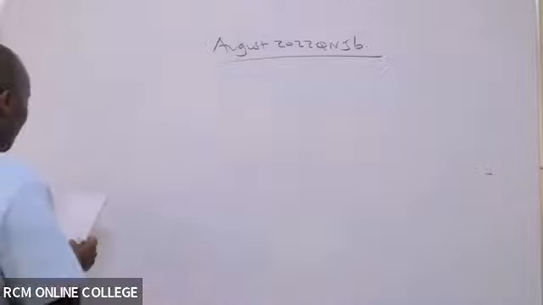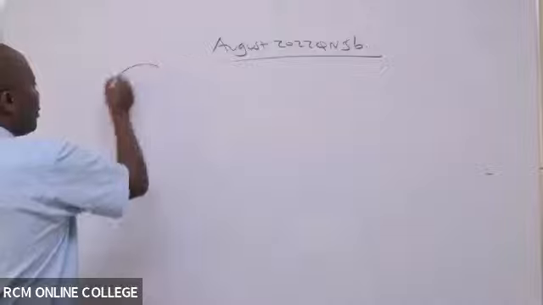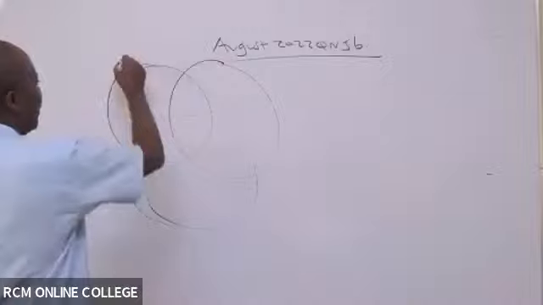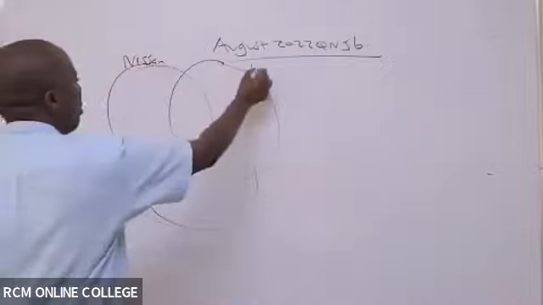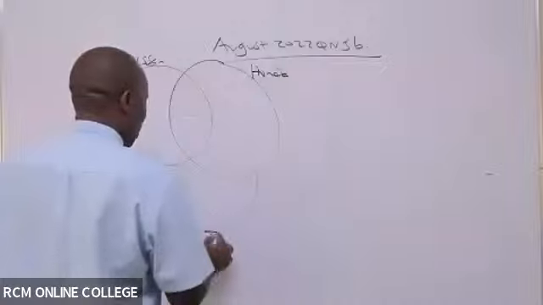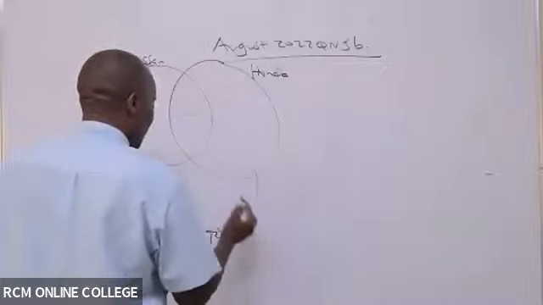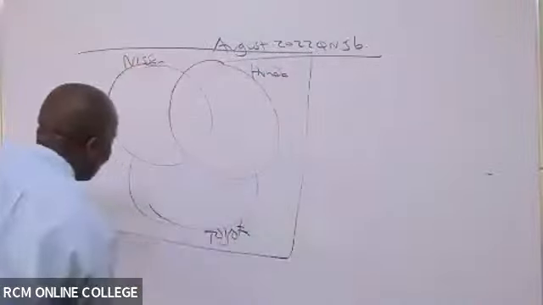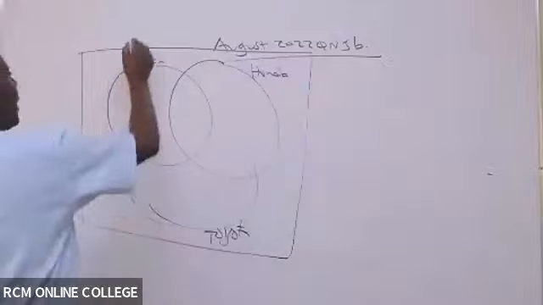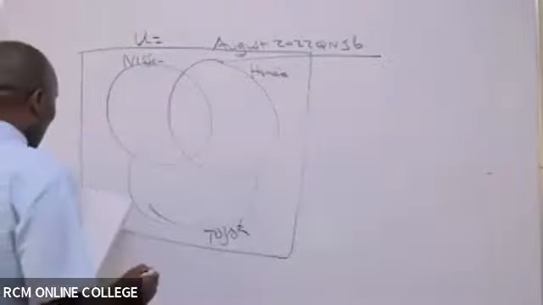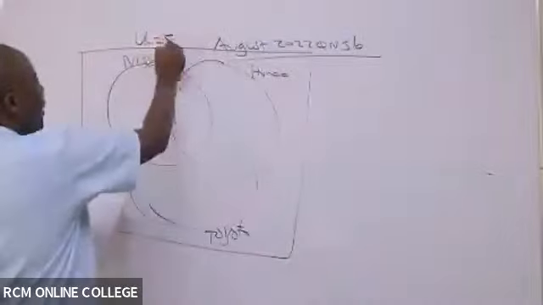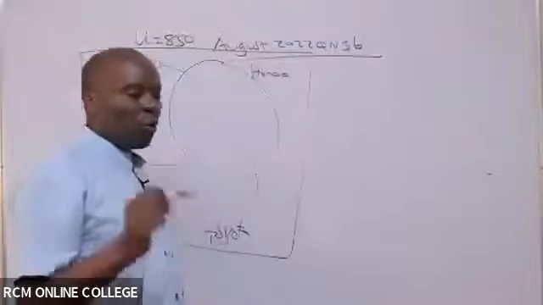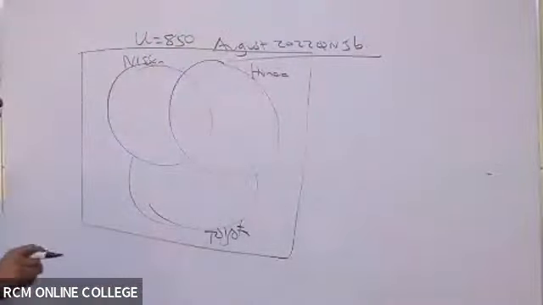I can see there are 3 types of vehicles: Nissan, Honda, Toyota. So we have Nissan, Honda, and then we have Toyota. You have to draw big circles, always draw big circles like that. So we have the universe. Our universe has got how many members? The total universe has 850.